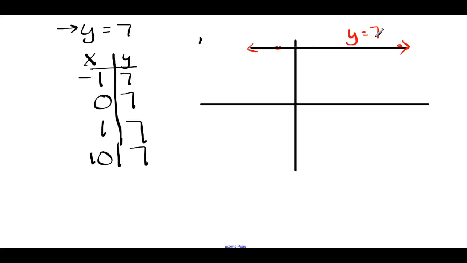Okay? Please refer back to your notes to know whether they're vertical or horizontal lines to help you.